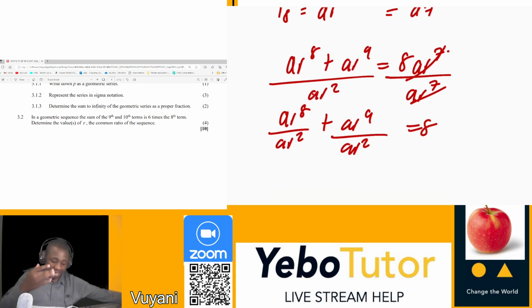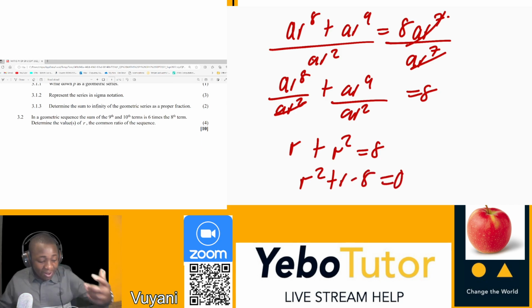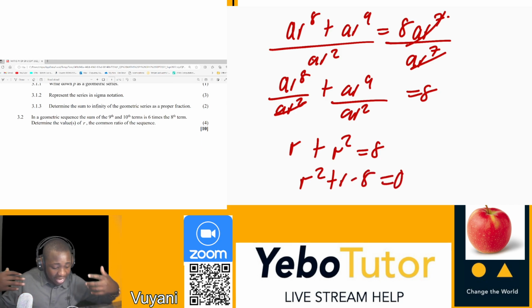So I broke it down so that you guys can see that. You can see that this and that will cancel, then we'll be left with r plus, then we'll be left with r squared equal to 8. Then that will be r squared plus r minus 8 is equal to... I didn't want to solve this question. I wanted you guys to solve this question. This question is so nice. This question is so easy. This question is so straightforward. But okay, it's fine. You guys wanted me to do it.